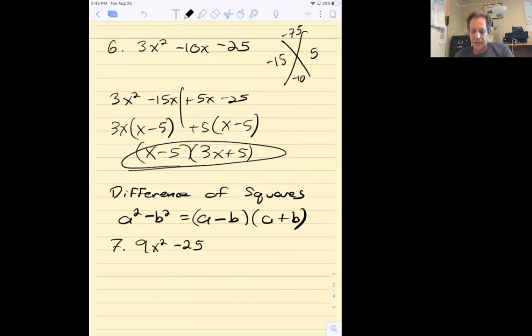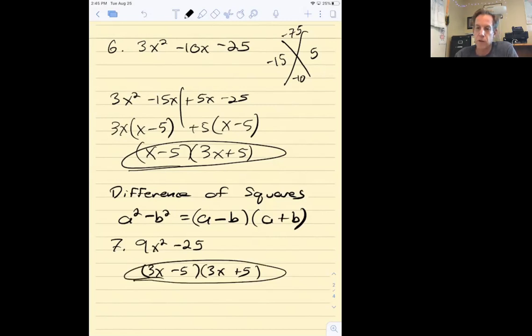All right, so number 7, 9x squared minus 25. Well, 9 and 25 are both perfect squares. You take the square root of x squared, which is just x, and a subtraction. That's the key thing. This does not work for addition. So when we factor this, it's going to be 3x minus 5, 3x plus 5. Again, the square root of 9x squared is 3x. The square root of 25 is 5. That's where those numbers are coming from. And with difference of squares, one's minus and one's plus.